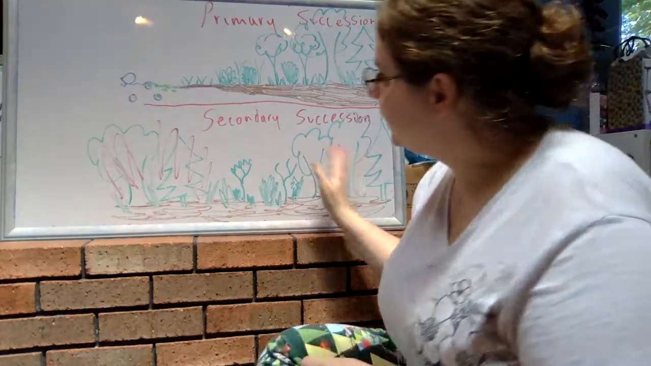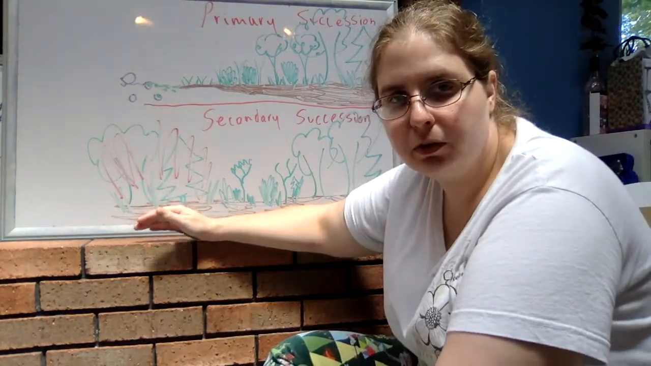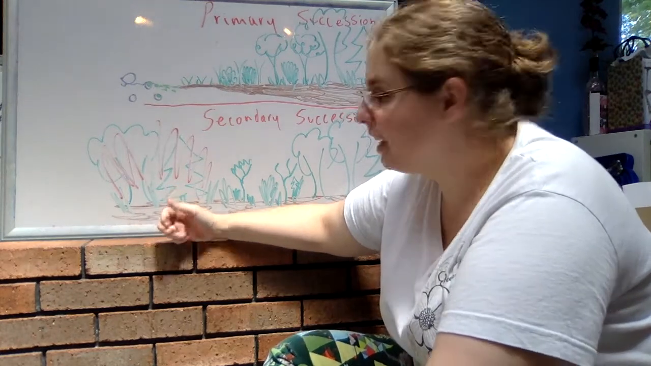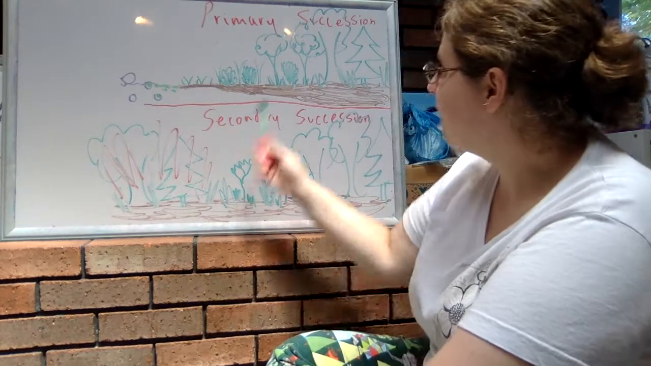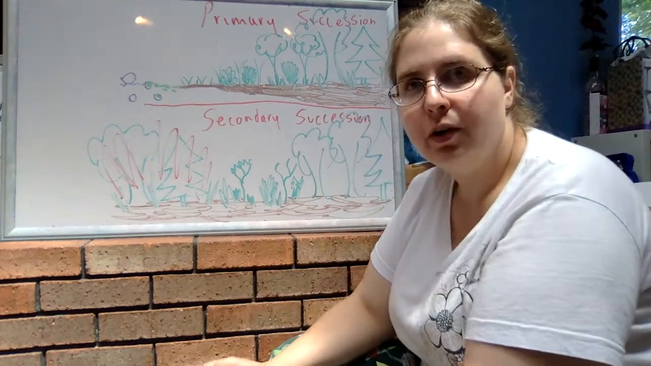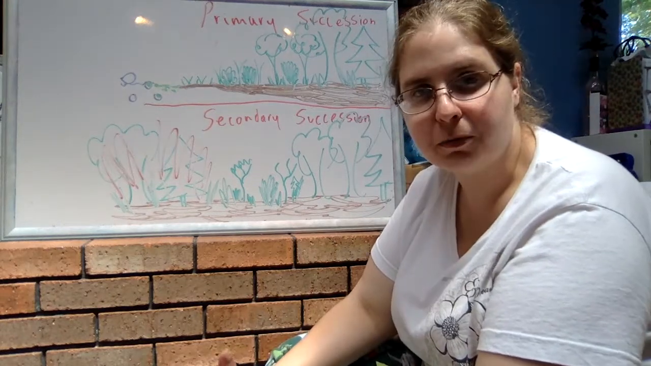So all we had to do here was let plants regrow. Their seeds were still in the soil. Maybe even not all of the trees died. We just had to allow time for everything to regrow and fix itself, as opposed to primary succession, where we actually had to start from scratch.